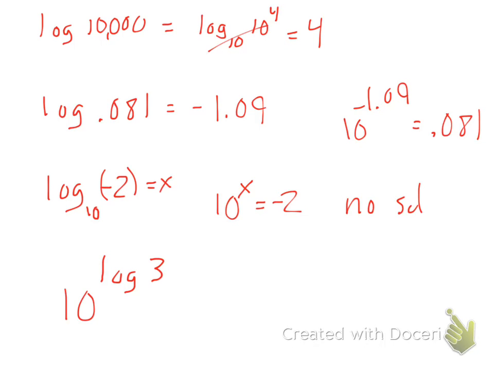What happens with the fourth one? We do log, cross it out, equals 3. Done.